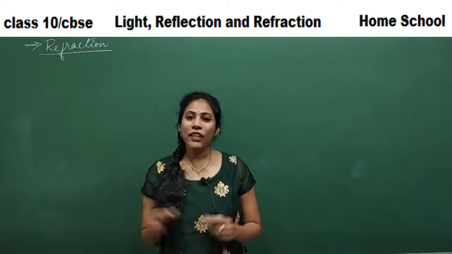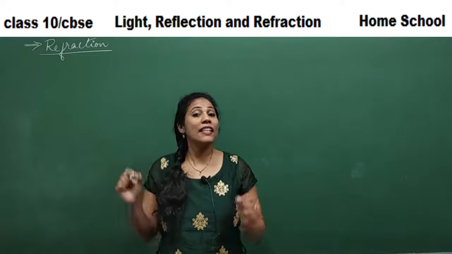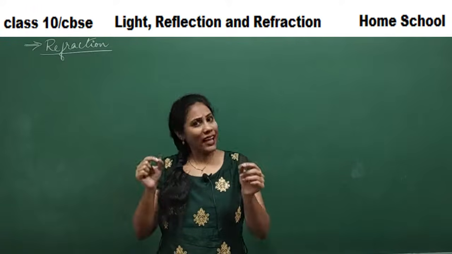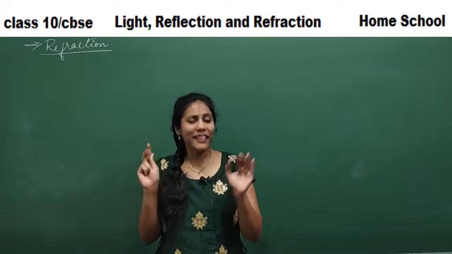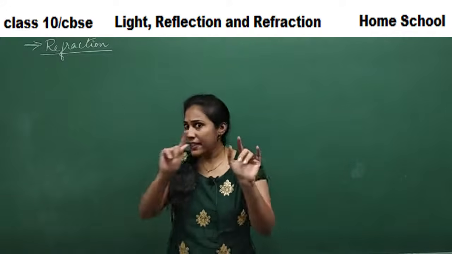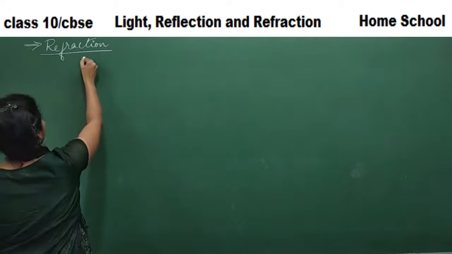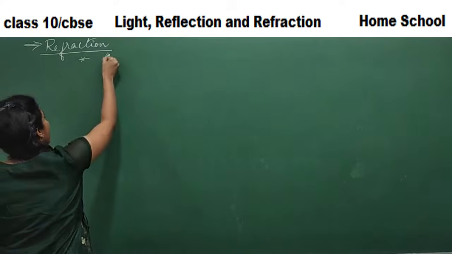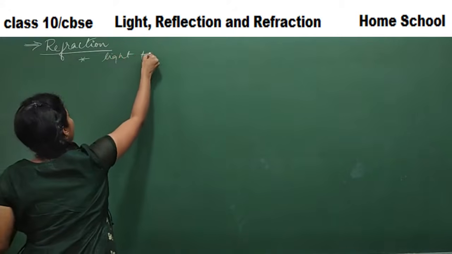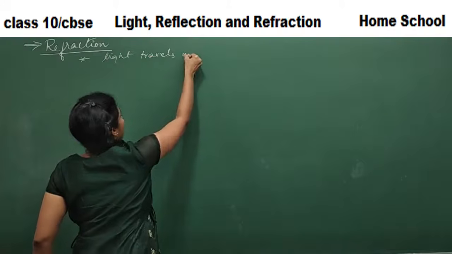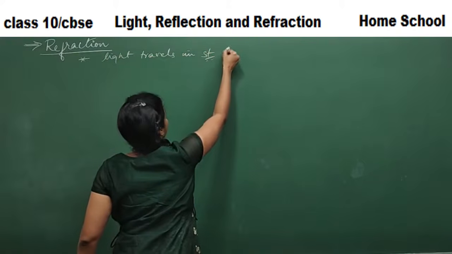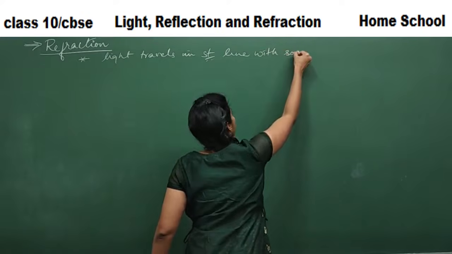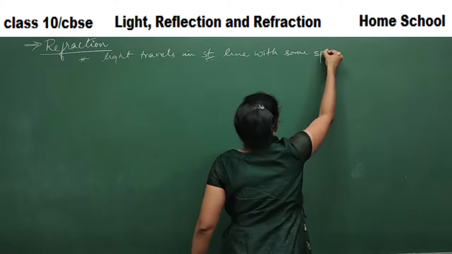Okay. See guys, we all very well know that light travels in a straight line. And it travels with a particular speed in a particular medium. So the very first fundamental point about light we have already studied. Once again, I am revising it. Light always travels in a straight line, with some speed, in a particular medium.